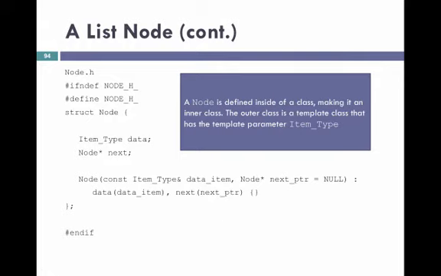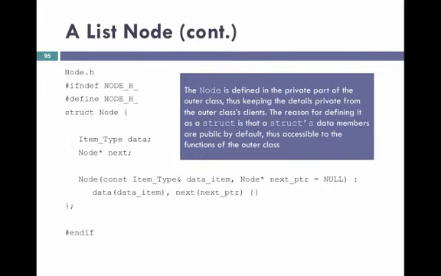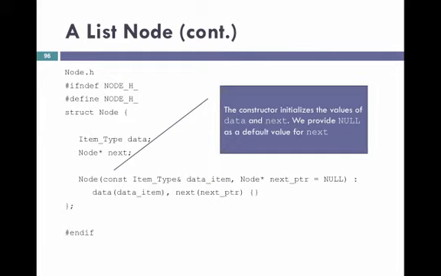Now, a node is defined inside a class, making it an inner class. So the outer class is a template class that has the template parameter ItemType. The node is defined in the private part of the outer class, so it keeps the details private from the outer class's clients. The reason for defining it as a struct is that a struct's data members are public by default, so they're accessible to the functions of the outer class. The constructor initializes the values of data and next, and we provide null as the default value for next.